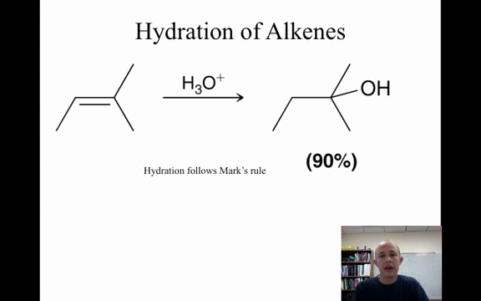So the first way to hydrate alkenes, which is the easiest and most straightforward, is called acid catalyzed hydration. It follows Markovnikov's rule, meaning that the hydrogen went to the less substituted carbon and the OH went to the more substituted carbon. When you see H3O+, there's lots of different ways we can represent this.